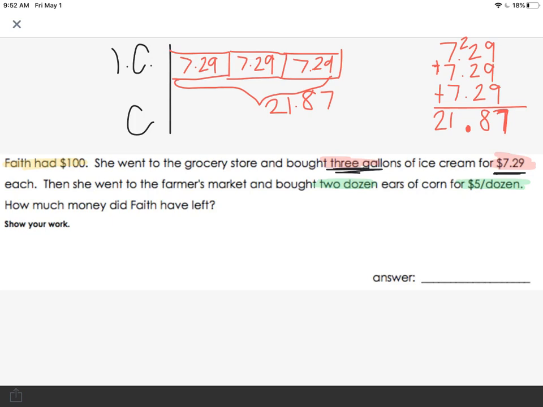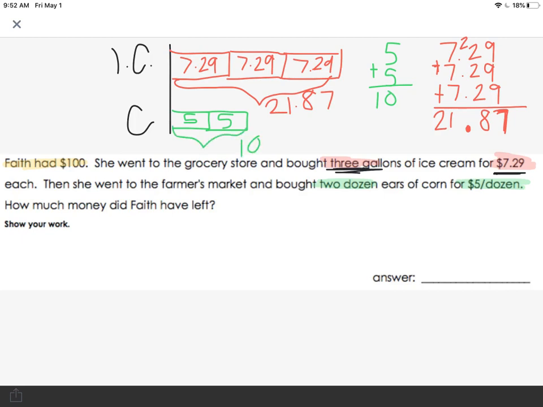So she bought 2 dozen ears of corn for $5 a dozen. So her first dozen of corn cost $5. Her second dozen of corn costs another $5. So again, I'm going to add those together. $5 plus $5 equals $10.